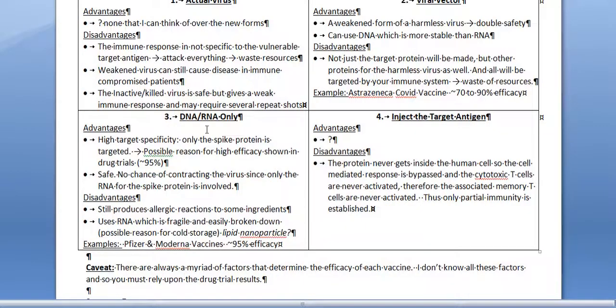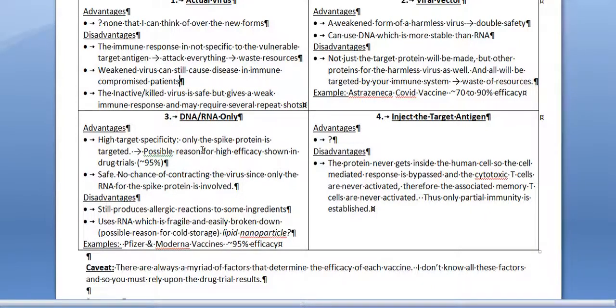All right, now the RNA-only vaccines, the ones with the lipid nanoparticles. Advantages: high target specificity. Only the spike protein is made, so only the spike protein is targeted, and that could be a possible reason for the high efficacy shown in drug trials. There are two like this, the Pfizer vaccine and the Moderna vaccine. They've been shown to have roughly 95% efficacy, and this could be a possible reason.